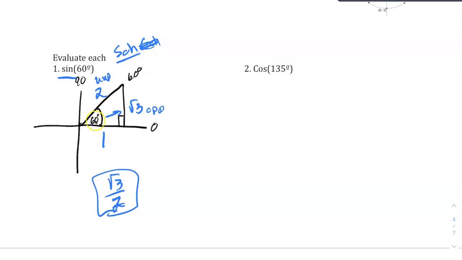So I draw my angle. 60 is a big one, it gets rad 3, hypotenuse 2. Sine is opposite, so to me that's my favorite because it makes it easy. It's opposite at 60, rad 3, over hypotenuse 2.